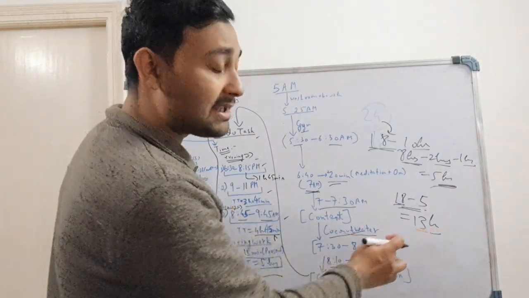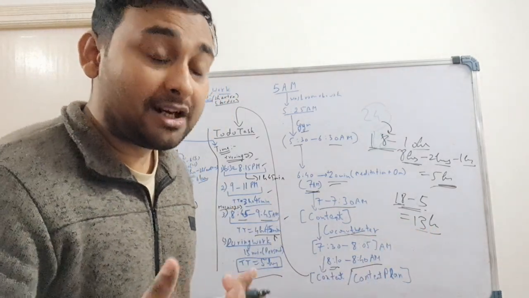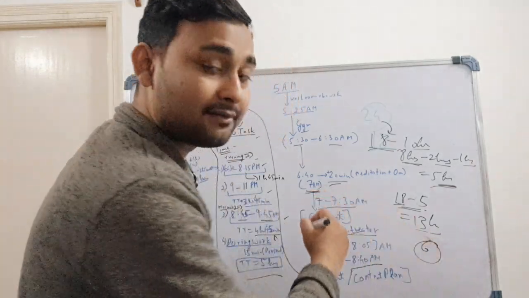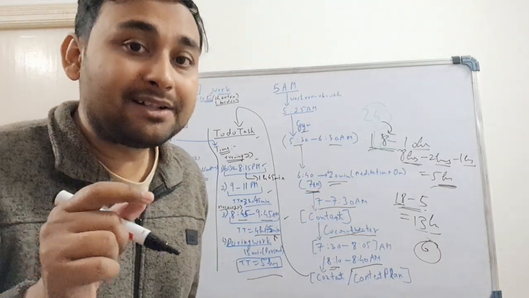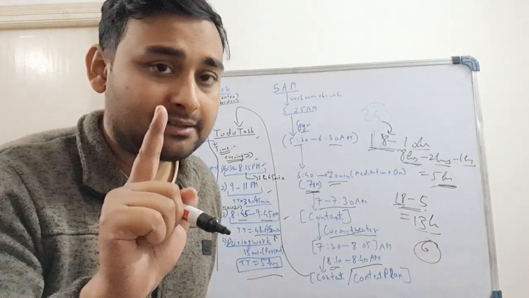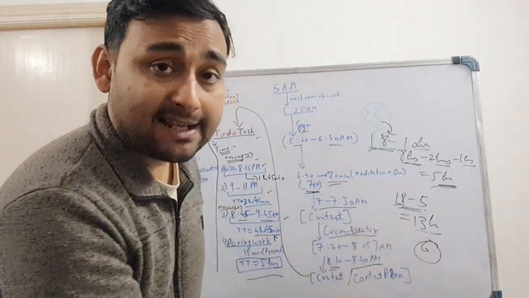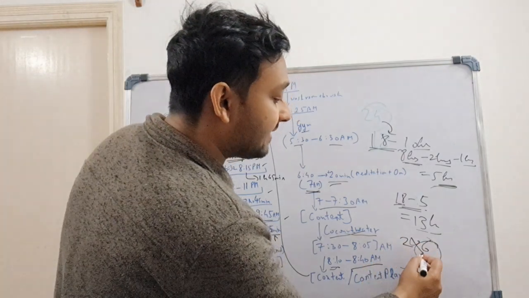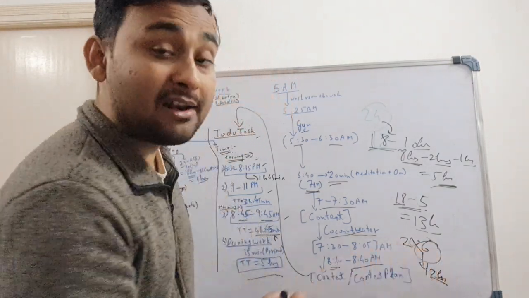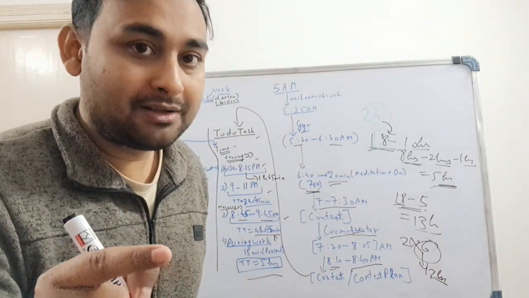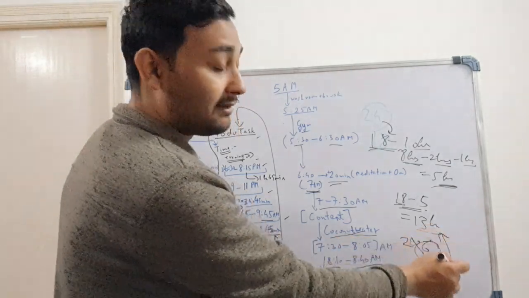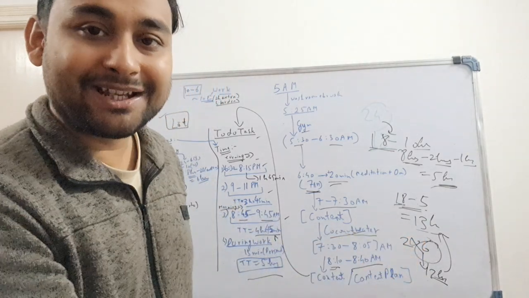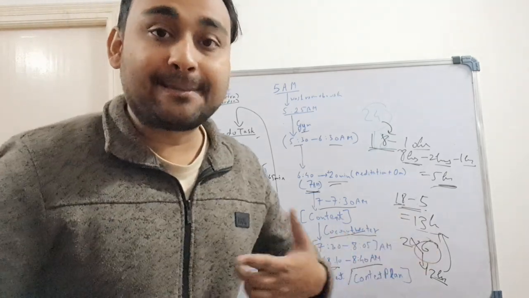So in 13 hours, how many tasks can you do? You can very easily do 6 tasks, right? If you allocate 2 hours for one single task, then 2 into 6 is 12 hours. So 12 hours you can work on your priority tasks. Still 1 hour is remaining, out of the 13 hours. That you can utilize as buffer time.